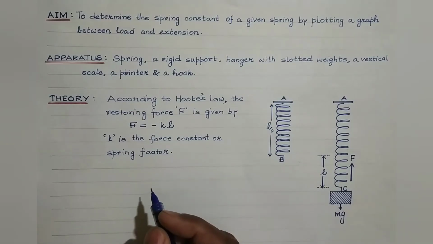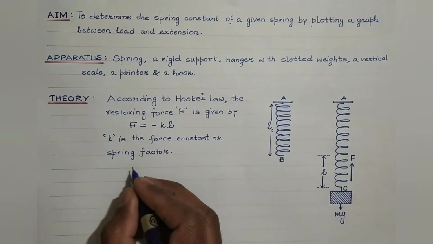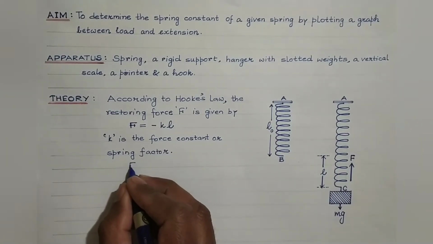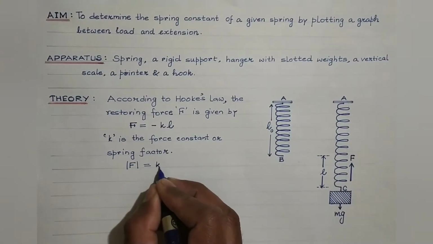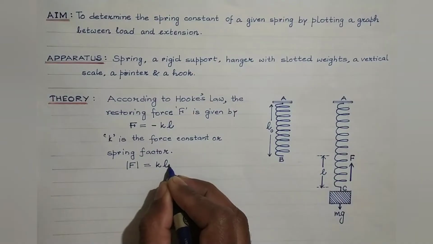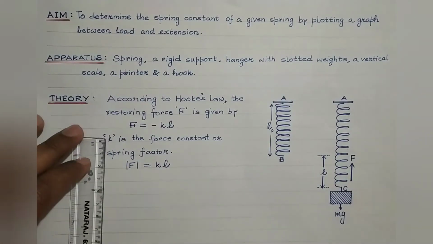And I have told you the significance of this negative sign, right? The restoring force acts towards the mean position while the extension is away from the mean position. Now students, in magnitude, F may be written as KL. So K would be equal to F by L. The SI unit of spring constant would be Newton per meter.